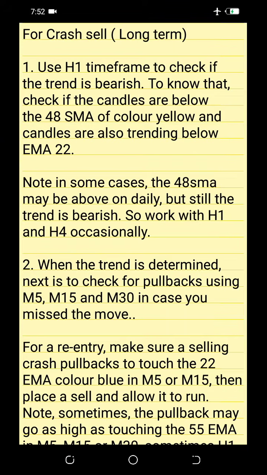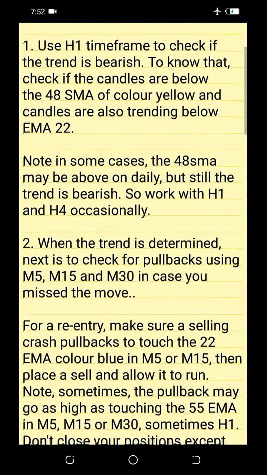Now, I have said that. Note that in some cases, the 48 SMA may be above on daily, but still the trend is bearish. That's why I'm saying don't use daily. So work with H1 all the time and H4 occasionally. Using H4 occasionally is for a situation where the trend is very strongly bearish. It will reflect in H4.